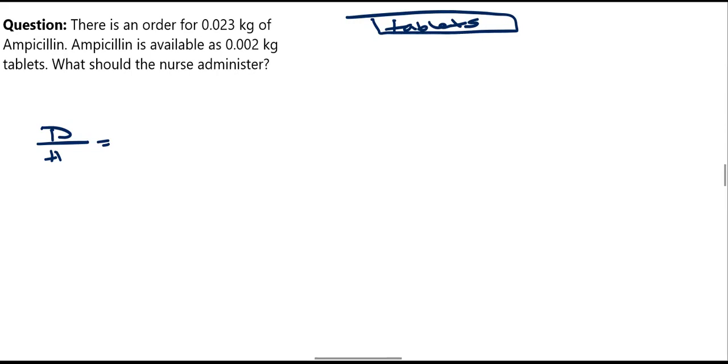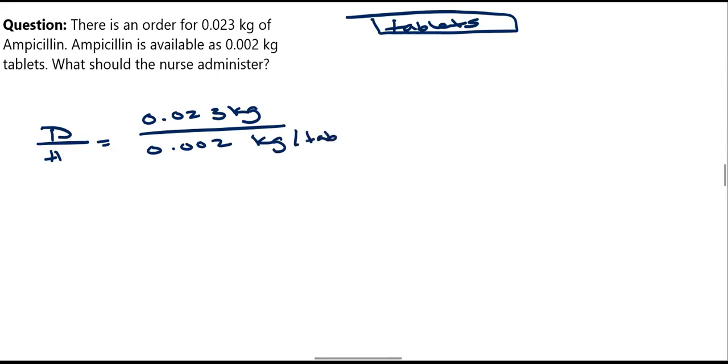So what we need, what we desire, what we order, whatever, is 0.023 kilograms. What we have is 0.002 kilograms per tablet. Per means divide by. So the kilograms are going to cancel, and I'm going to get tablets as my leftover unit. And let's throw this in the calculator and see what we get.